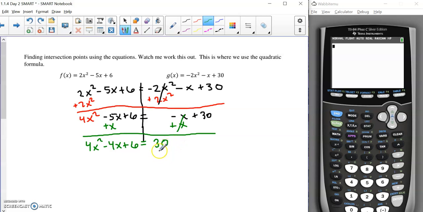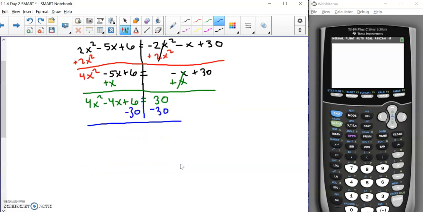All right, and then lastly, we gotta move that 30 away as well. So we'll subtract it from both sides. So finally, we have a quadratic equation that's equal to 0. Now we can use our quadratic formula, which I'll just put over here.